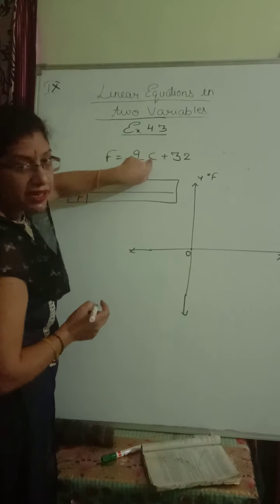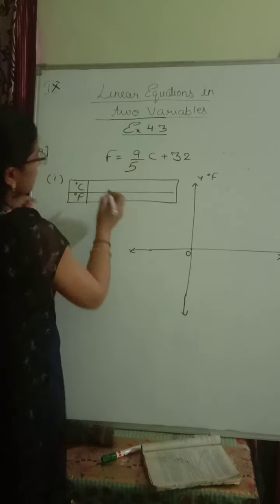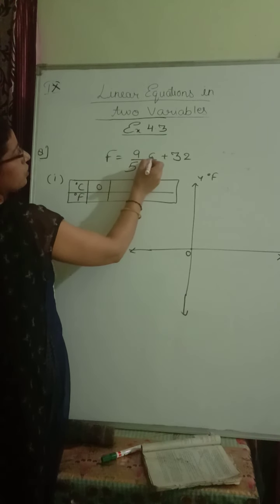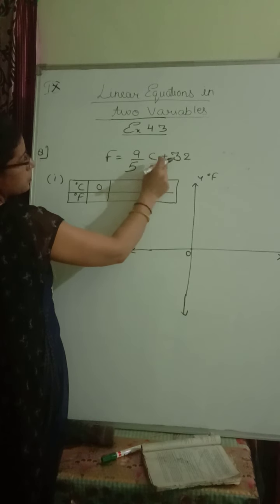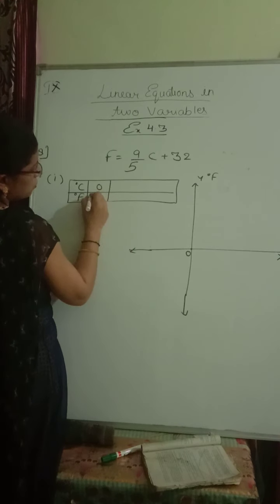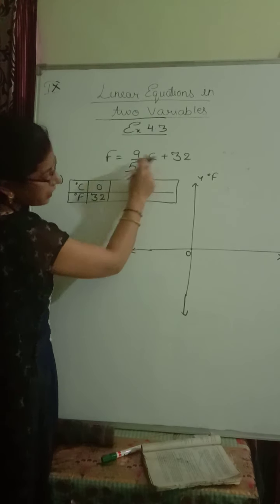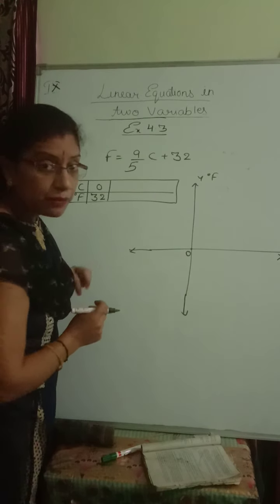यहाँ पर c की जगह पहले 0. You substitute the value 0. So in the place of C, 0. 9 upon 5 into 0, 0. 0 plus 32, 32. तो F is equals to 32. ठीक है. अब C की value you will substitute such that ये 5 से कट जाए. ठीक है. Otherwise it will come in fraction.